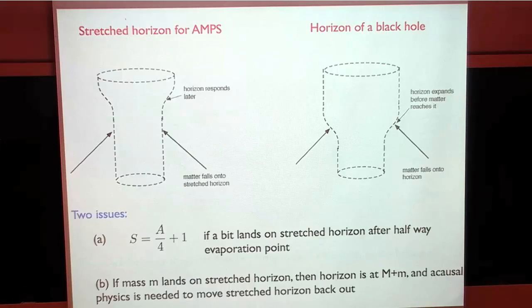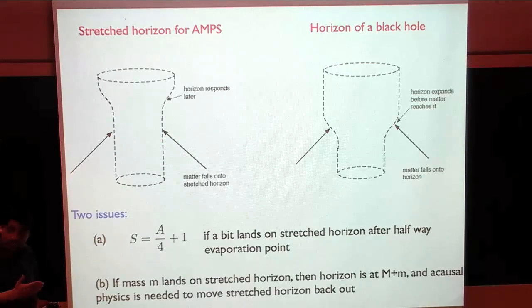Okay, so let's just question that. If the horizon moves out first, as the particle is coming in, there's nothing there, it's very hard to get burnt. And those are the corrections of E by T that I was talking about. So let's see what happens.